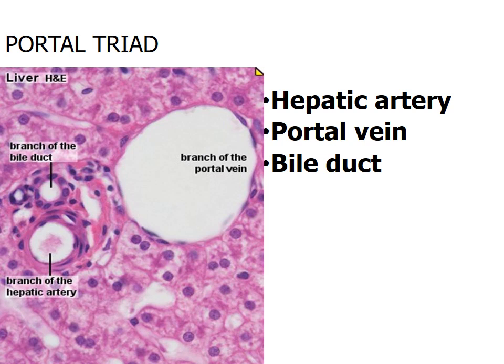So this is the portal lobule showing the three distinct structures. This is the branch of portal vein, and this is the arteriole, which is the branch of hepatic artery, and this is the branch of the bile duct. You can see that it is lined by cuboidal epithelium. So this whole structure is present at the corners of the hepatic lobule, and small amount of connective tissue is present in between these structures.